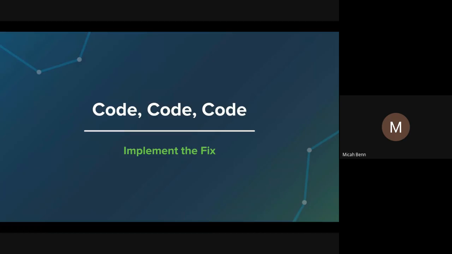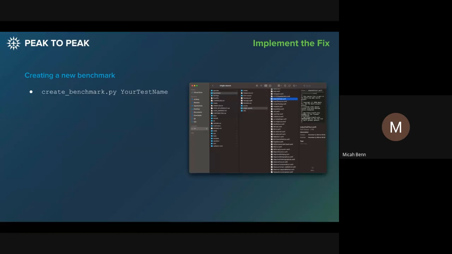The fun part is implementing the fix. So we can start doing that. If you're creating a new benchmark, run the create-benchmark script and give it a name. Don't name it the object you're testing. So if I'm going to be benchmarking IndexPath, I wouldn't name it IndexPath because the compiler would get confused.